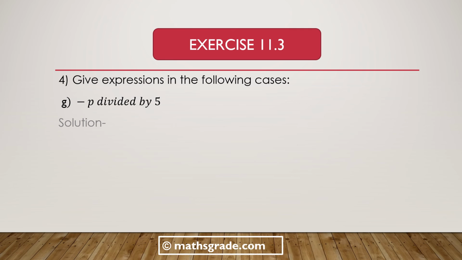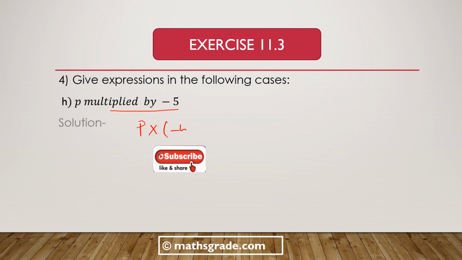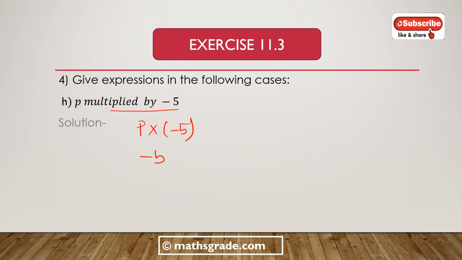Now G bit, minus p divided by 5. Here variable is p and the constant is 5. The expression will be minus p divided by 5. Now H bit, p multiplied by minus 5. We have to multiply the variable p with minus 5. So it will be minus 5p.